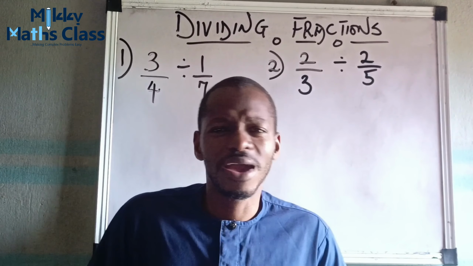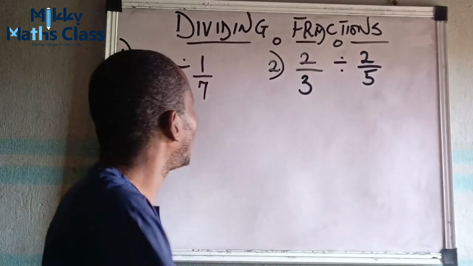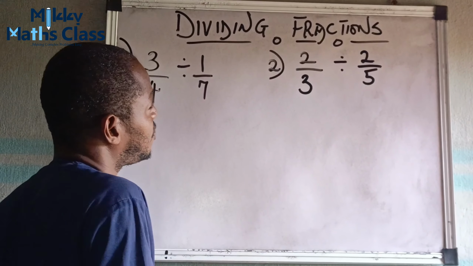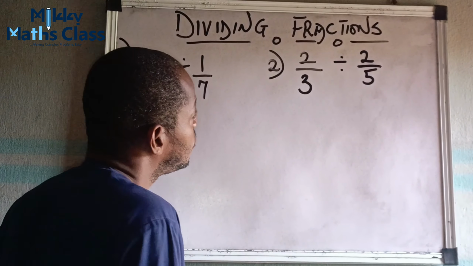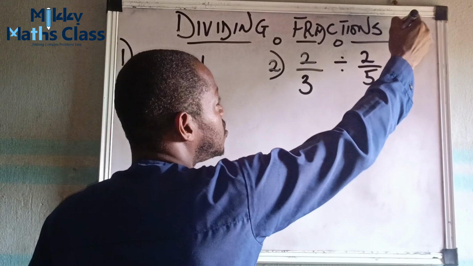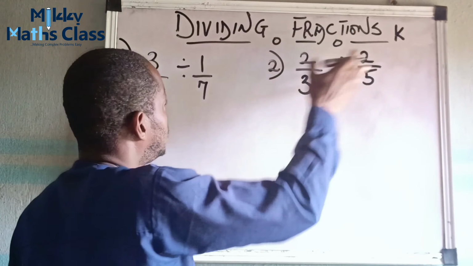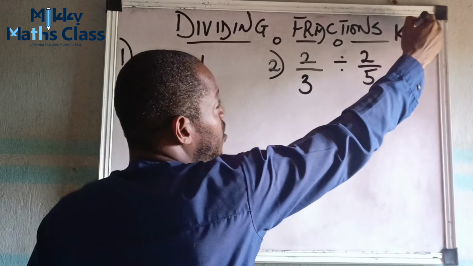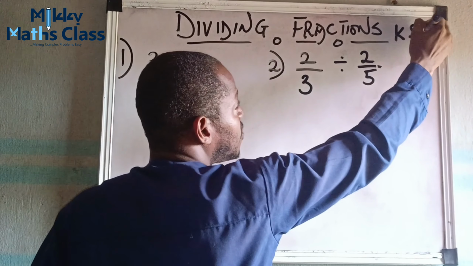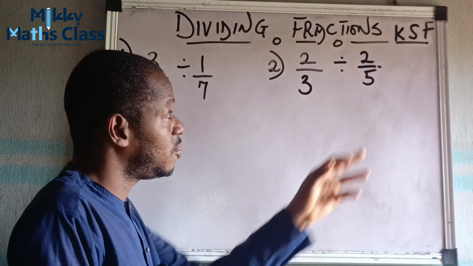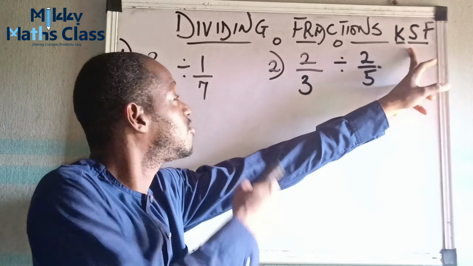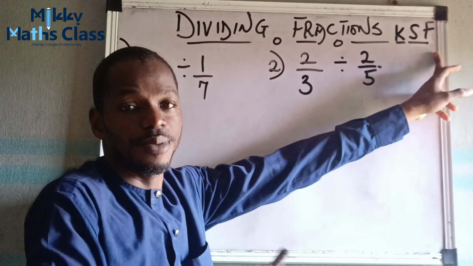What do we have for today? Come along with me. We have dividing fractions. What do we do when we divide fractions? The first thing you need to know is there's a formula we use. You keep the first one, you switch or change the sign, then you flip. KSF. Remember this: you keep the first one, you switch the sign, and you flip the remaining fraction.